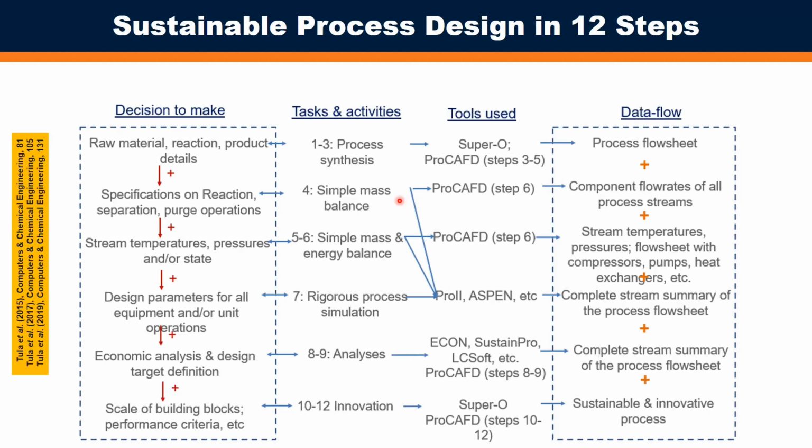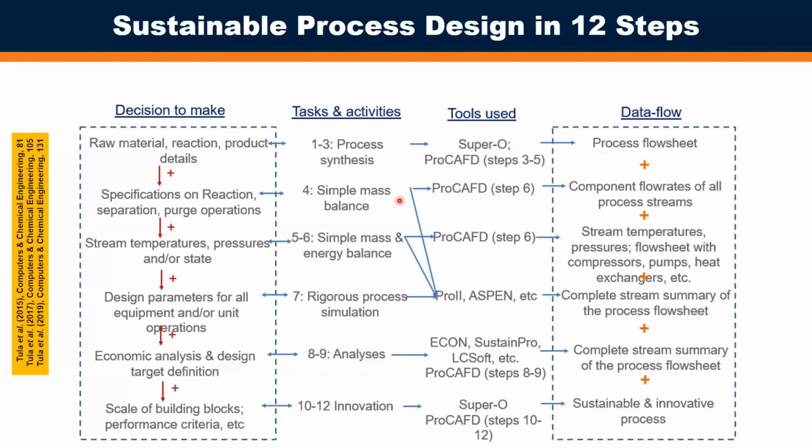The next step is then to go to the simple mass balance, where we need to put more specifications on the reactions, separations, and so on. That will give us the flow rates of all the streams for all the components in there. The next step is then to add the energy balance, where we add stream temperatures, pressures, and states. Now we can define the various stream temperatures and pressures. We can specify the units needed in terms of compressors and pumps and so on. And that really lets us define the necessary information in order to move into rigorous process simulation, where we typically look at commercial tools like Pro2 and Aspen.